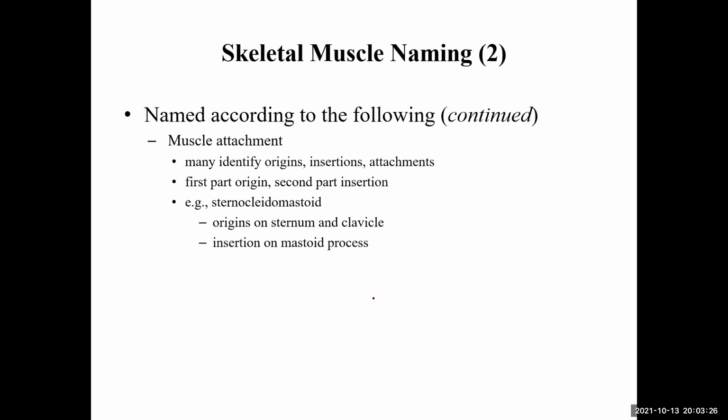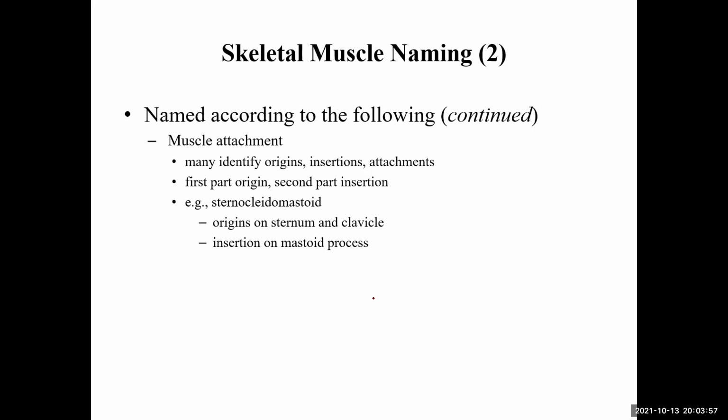Our third way of naming muscles is by where they attach. Some muscles, if they're a basic muscle, will have one origin and one insertion. Some muscles might have more than one origin, or more than one insertion. So when we talk about the muscle attachment, the first part of the name is usually the origin, whereas the latter part of the name will be the insertion.